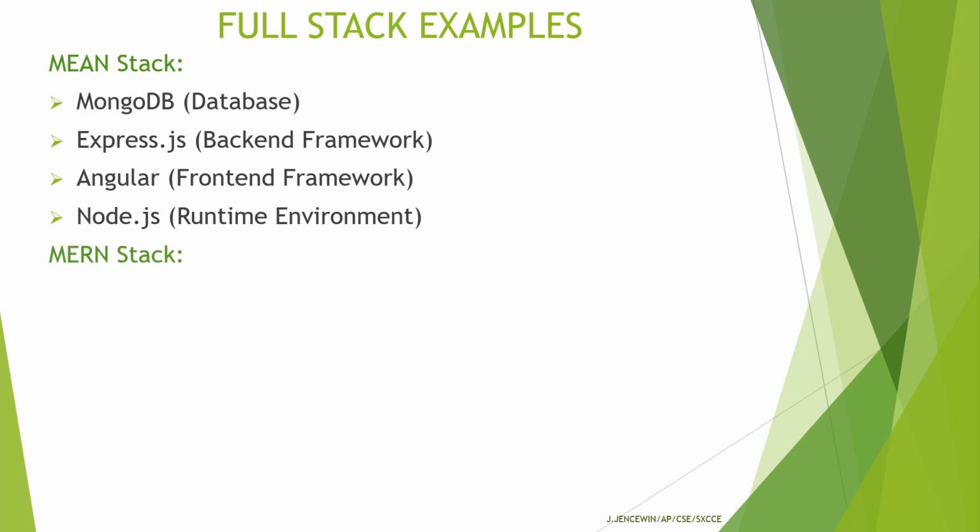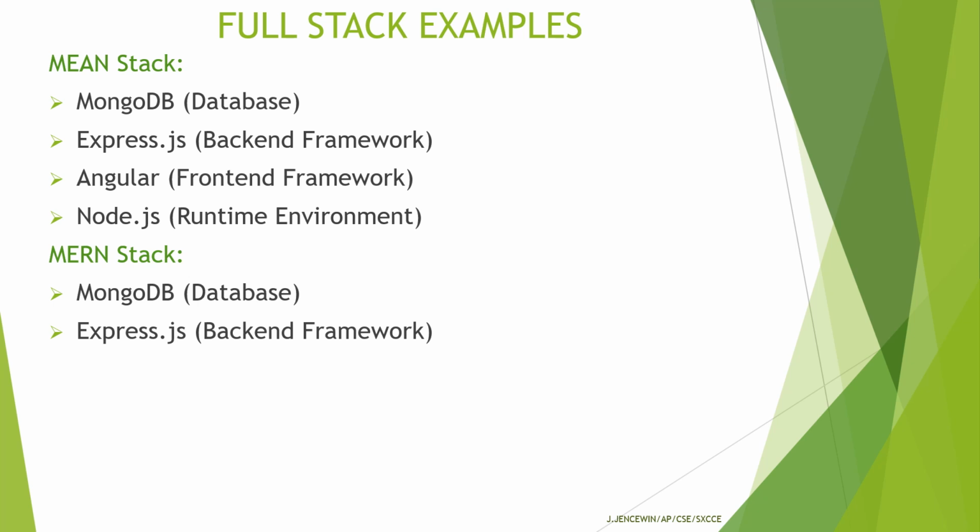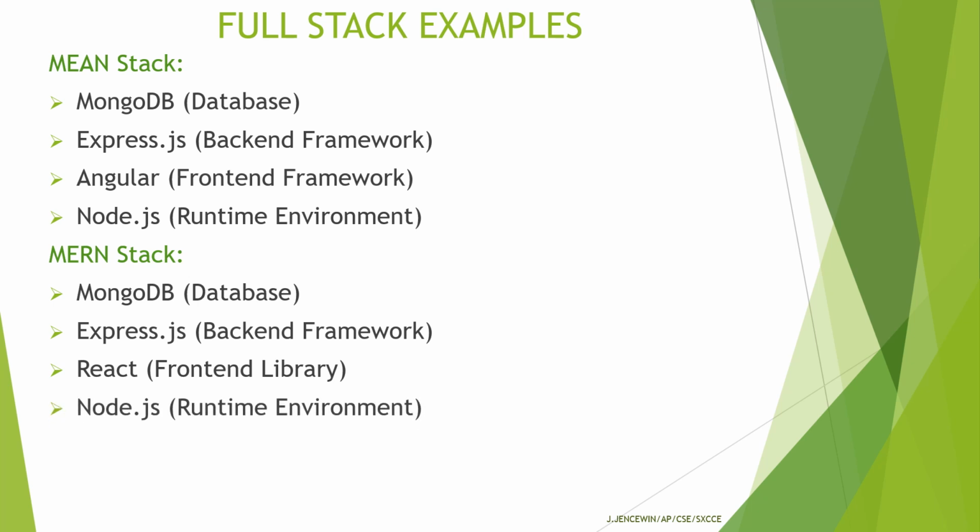The next stack is the MERN stack. Here the M again stands for MongoDB, the database, which is one kind of NoSQL database, and Express.js, the backend framework. Then React, which is actually a front-end library. Angular is a front-end framework, while React is a front-end library. And finally, Node.js, which is the runtime environment.